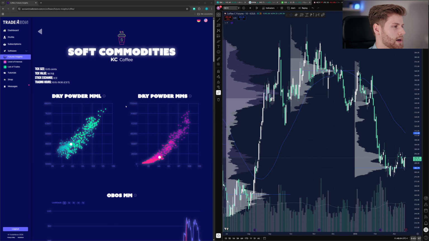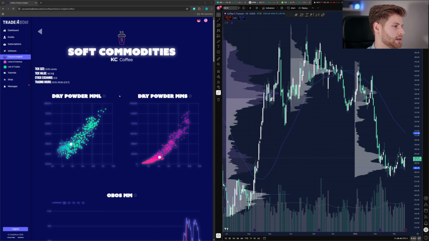But with that out of the way, let's start off, as always, with our dry powder indicators for our managed money side. And if you have a look at the charts, you may think that this position is not even that interesting currently. Because what is certainly the case is that we don't see an absolute extreme positioning that we had, for example, in the last couple of videos.